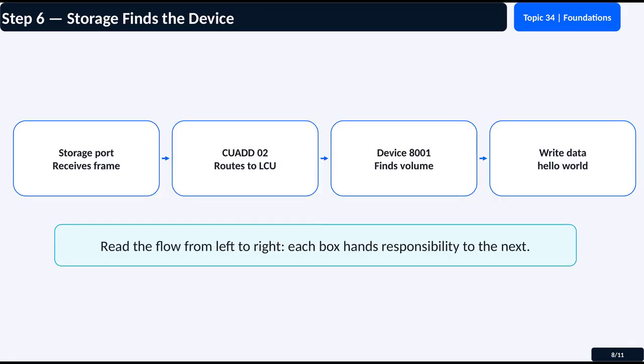After the frame reaches the storage side, the next layer is used. The storage system reads CHPID.2 and routes the request internally to LCU.2. Then LCU02 reads device address 8001 and finds the right volume. The data, hello world, is written to that volume. What began as a simple application write has now traveled through the full logical and physical stack.